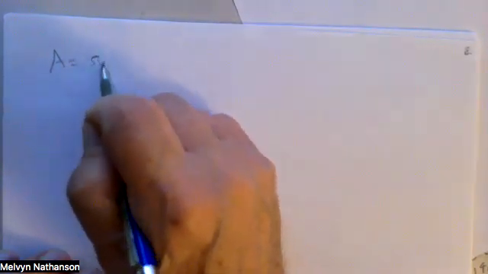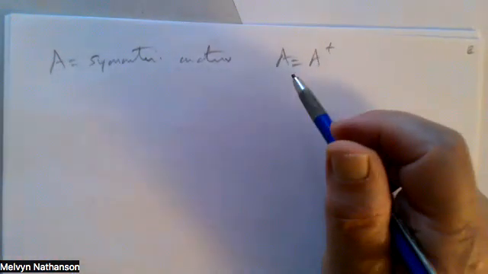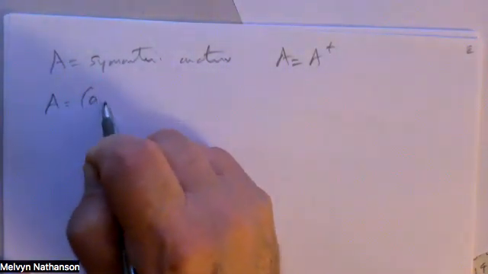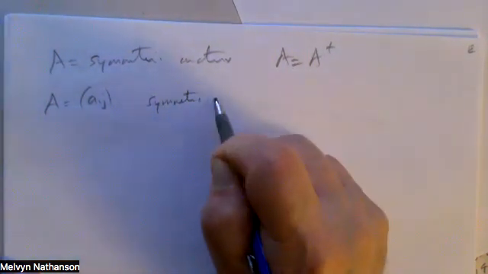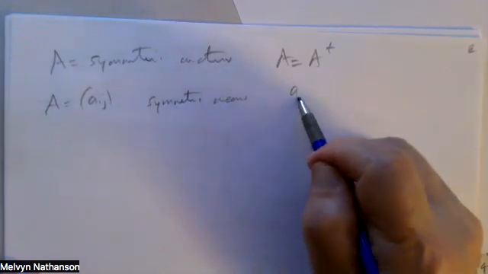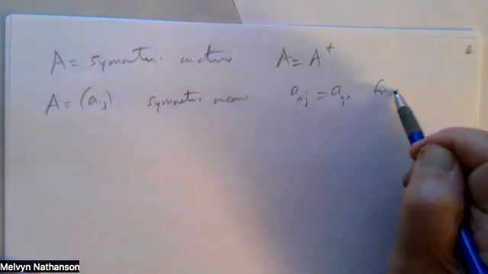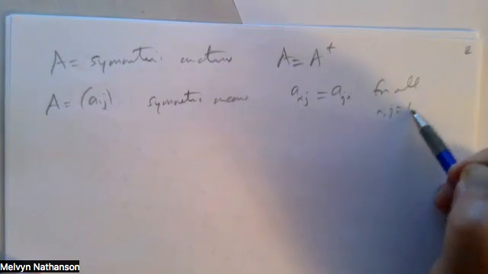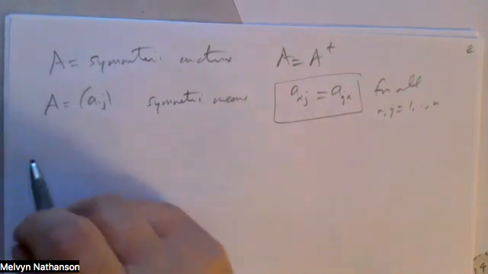that's the case when A is a symmetric matrix. So A equals A transpose. When you interchange the rows and columns, you get exactly the same thing. If A is given by the matrix Aij, symmetric means that the entry on the ith row, jth column is the entry on the jth row, ith column for all i, j going from 1 up to n. That's what symmetric means.